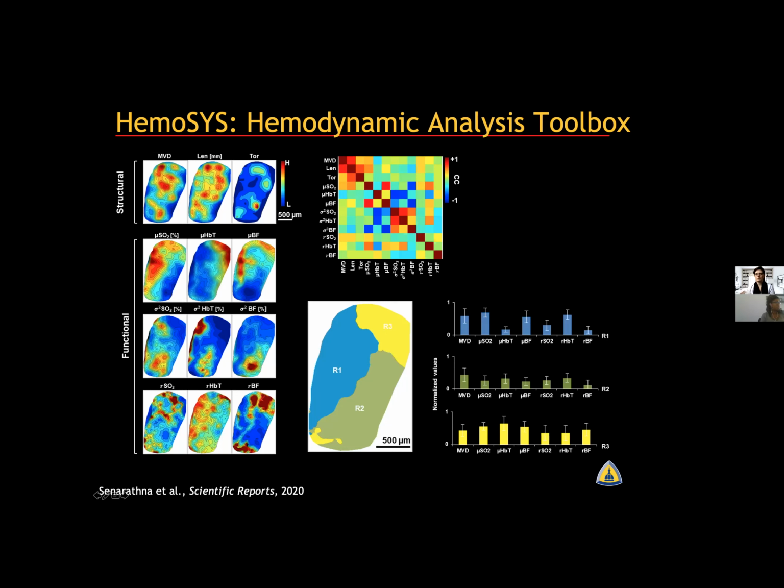So for example, using these 7 parameters, we were able to stratify this tumor into 3 distinct regions just based upon these characteristics. So again, depending on the tumor model and what you're interested in, this is a very powerful toolbox that leverages a whole slew of parameters to really interrogate the tumor microenvironment at the scale of individual microvessels.